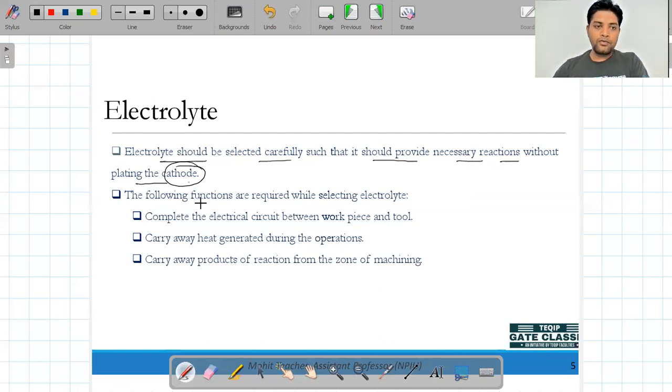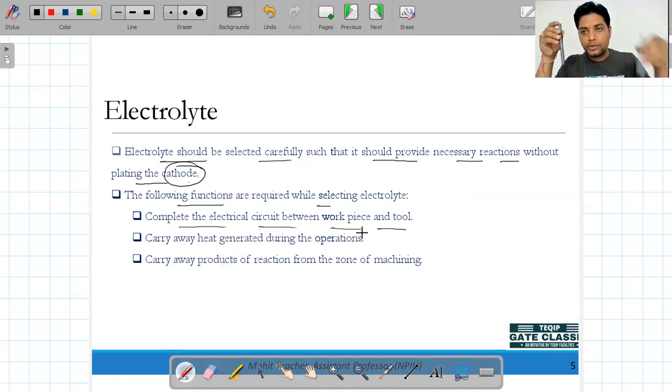What are the other functions it is required to perform during the operation? First, complete the electrical circuit between the workpiece and the tool. The two electrodes are connected to the power supply, but it doesn't mean that the circuit is completed. The circuit will complete when there is an electrochemical reaction. The electrolyte is not like simple deionized water; it should be ionized. It should have the properties to ionize. Then only it will complete the circuit.